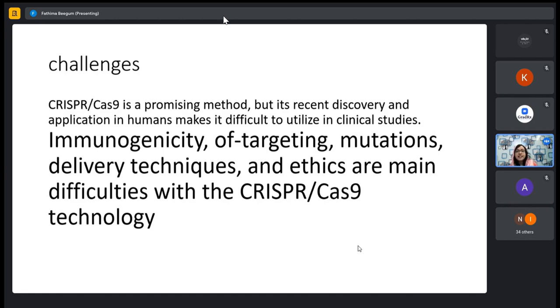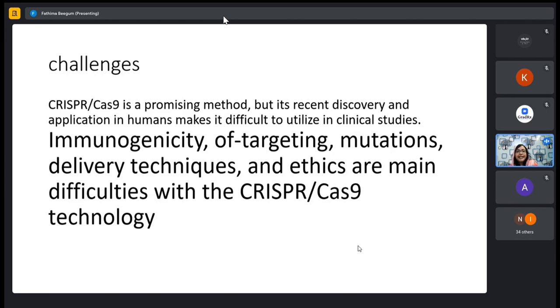And next I said immunogenicity. It was found that for one enzyme deficiency disorder, I have read it, the scientists used this CRISPR Cas9 technology with a viral vector, and the patient showed a severe allergic reaction, and the case was fatal. So immunogenicity is another problem. Off-targeting is a problem. Then unwanted mutations can occur, that is a problem.